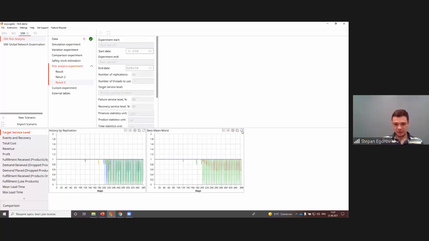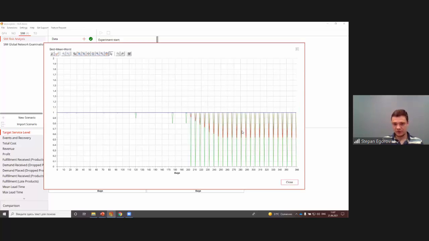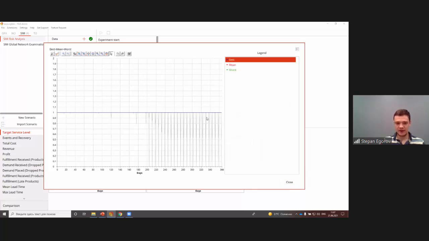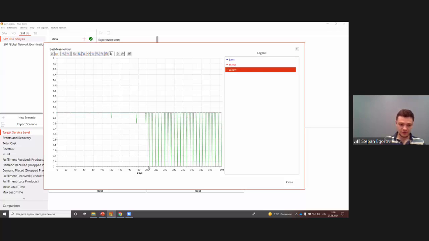So we run the simulation, and we have this best, mean, worst graph. Our target metric to optimize is service level here, and we can see that in the best scenario, the service level was always 1. In the mean scenario, it was falling due to some disruptions, and in the worst scenario, it was even falling down to 0 with no recovery until the end of the simulation, which is not a good thing.